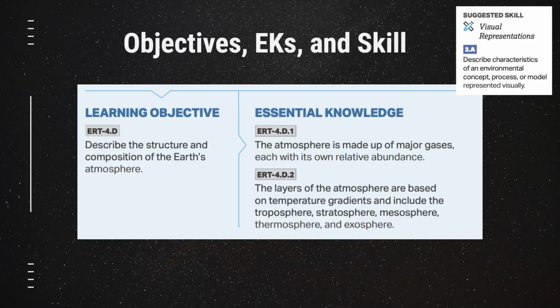Our objectives today are to be able to describe the structure and composition of Earth's atmosphere. And in order to do that, we need to know what the major gases of Earth's atmosphere are, and we need to know their relative abundances, or what percentage of the atmosphere each one makes up. We also need to know that the layers of the atmosphere are based on changing temperature gradients in each one, and we will talk about why those changes occur at the end of the video. Our suggested science skill for today is to describe characteristics of an environmental concept that is represented visually.